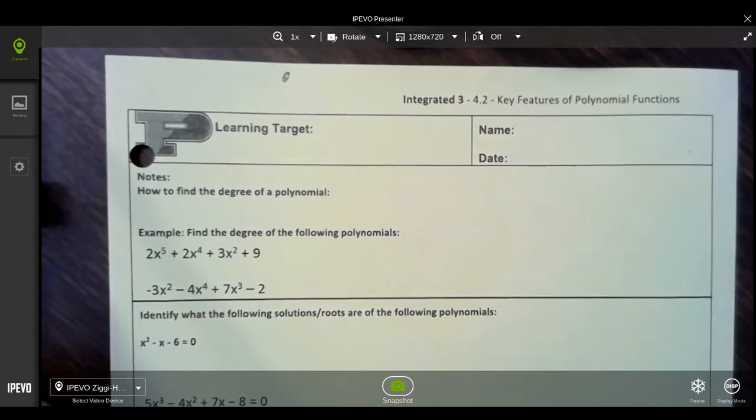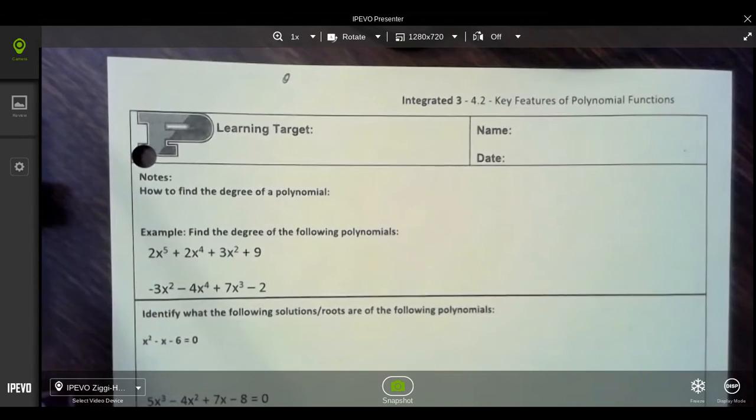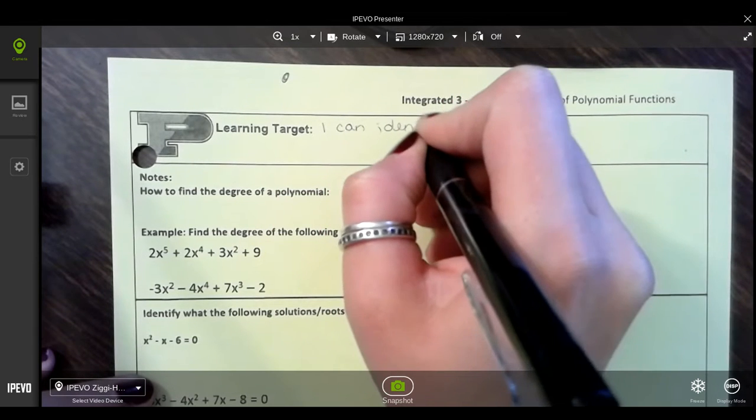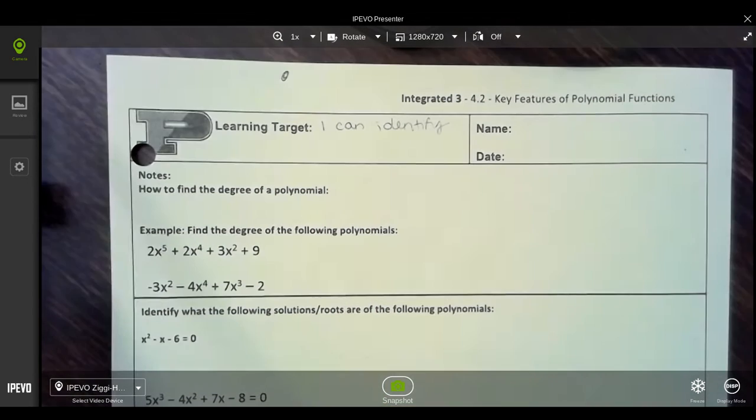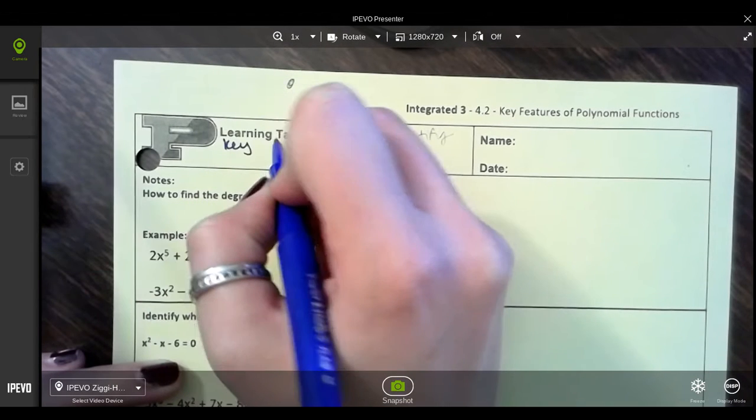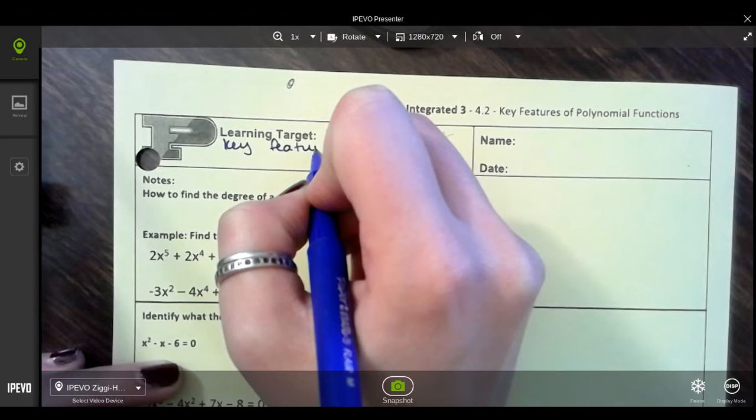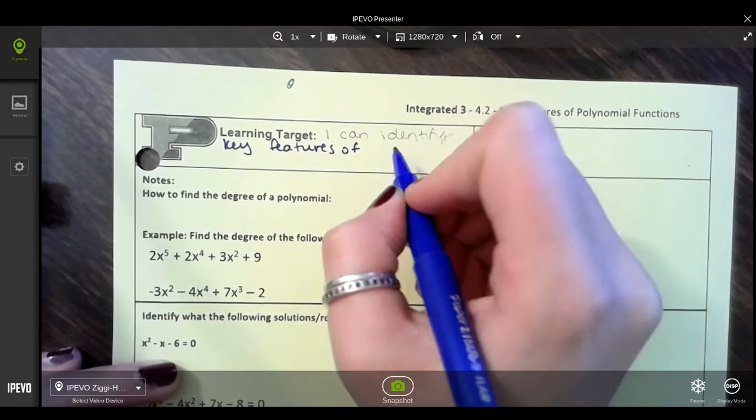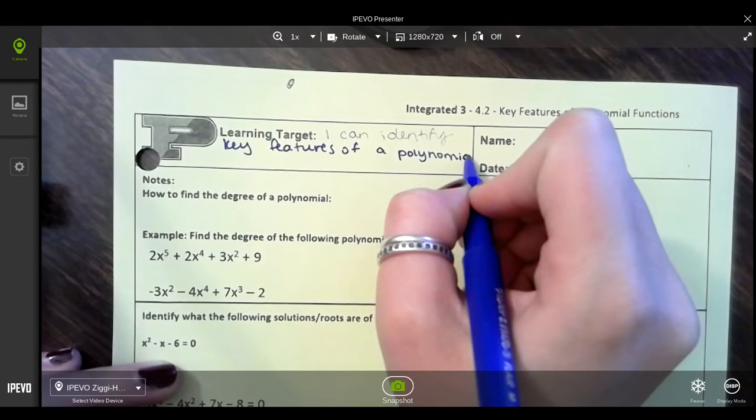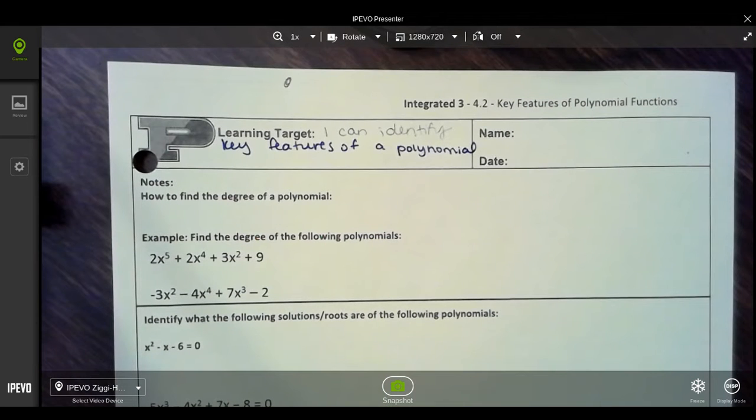All right, key features of a polynomial function. Our learning target is: I can identify key features of a polynomial. How to find the degree of a polynomial.